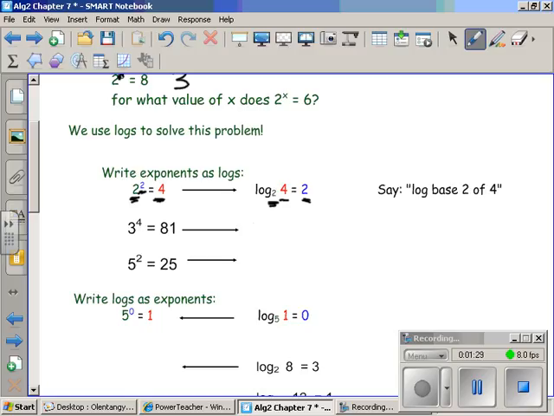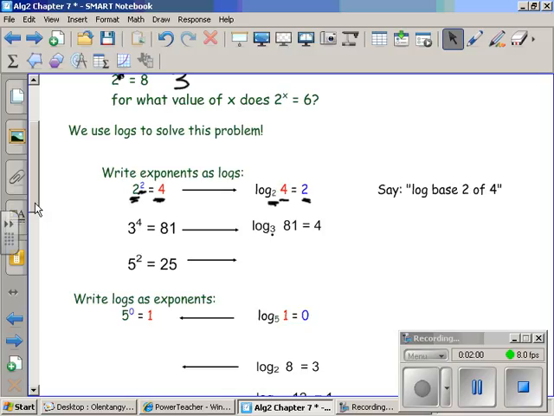All right, so take a second and try to write, using the color coding, 3 to the 4th power equals 81 as a log. Remember where to put the base, where to put the exponent, where to put the answer. Good. The answer is log base 3 of 81 equals 4. So if you take 3 to the 4th power, you get 81. That's what that's saying. Right?